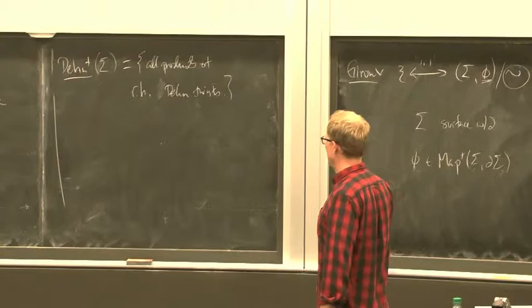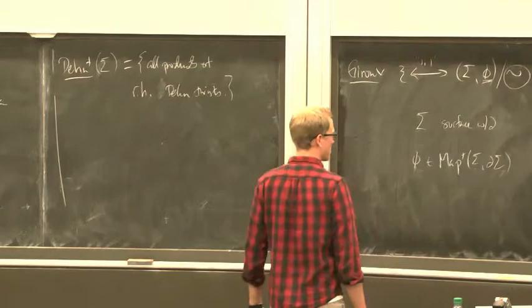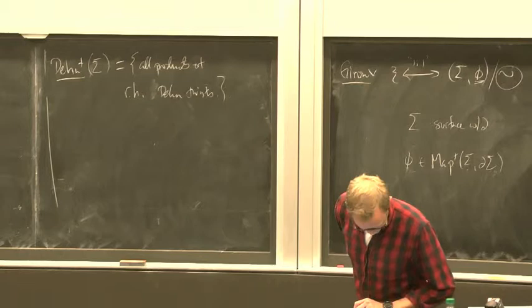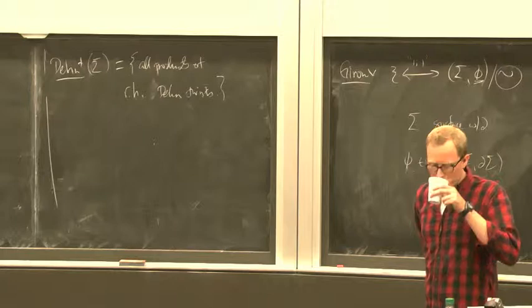And this is maybe the only one that we can actually give you a generating set for. We don't have a generating set for right-veering, and we won't have a generating set for anything else. But this one can at least tell you what it is.